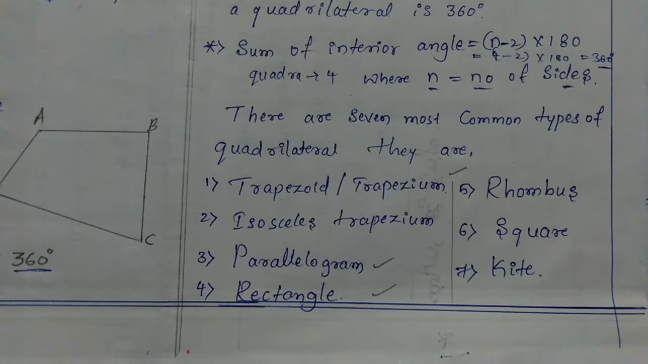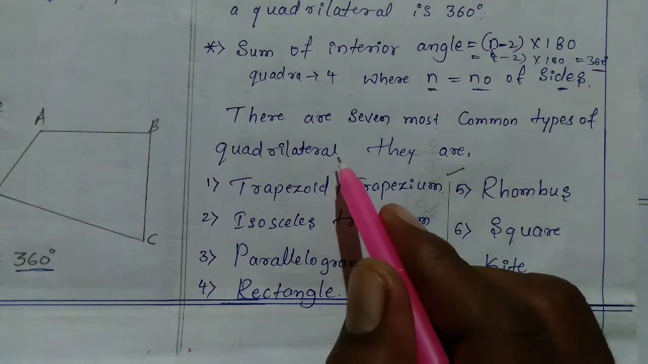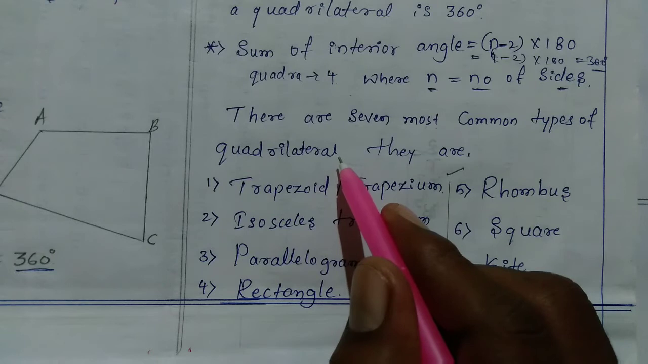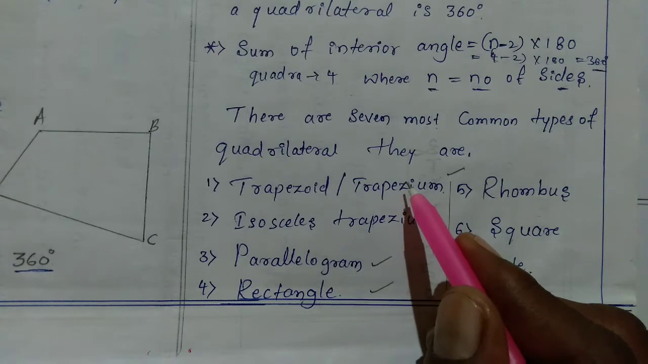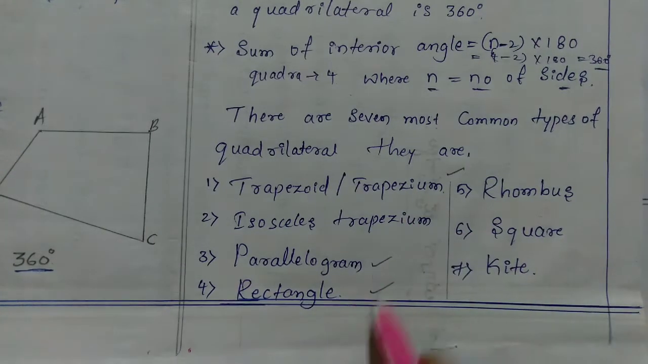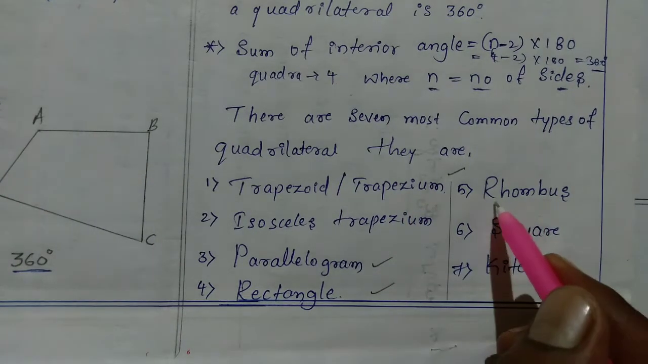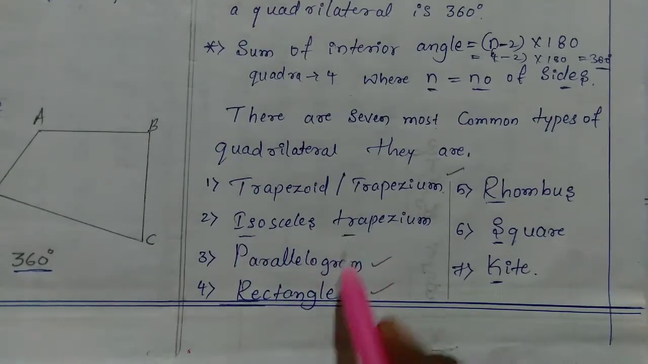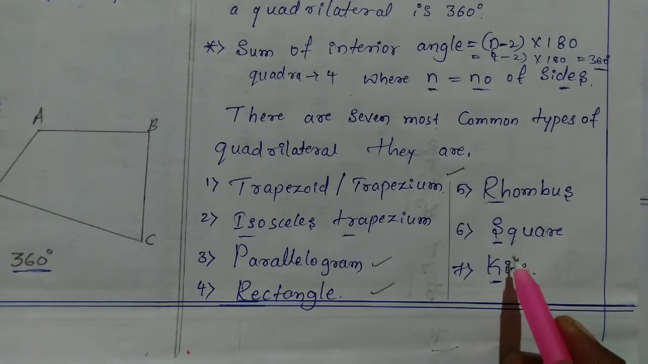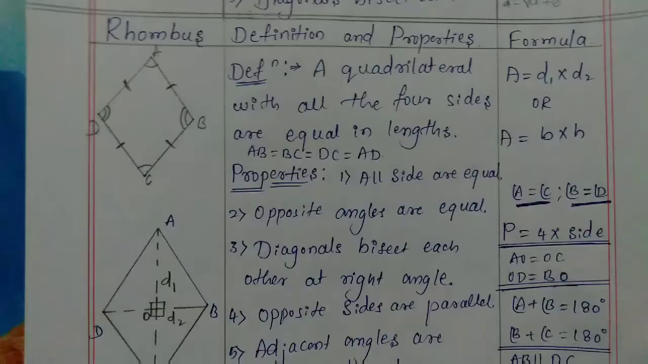In part 1 video, I explained the definition of quadrilateral and its types and its properties, and also trapezoid definition, properties, and formulas, parallelogram, rectangle. So these three I explained. In this video, I will explain rhombus, square, kite, and isosceles trapezium, its properties and area and definition with figure. Right, so I will start.